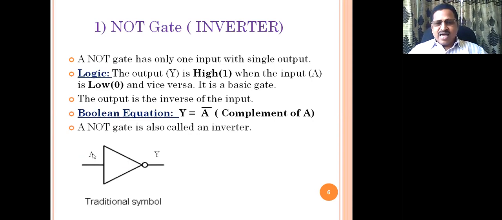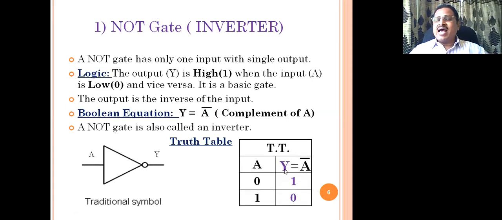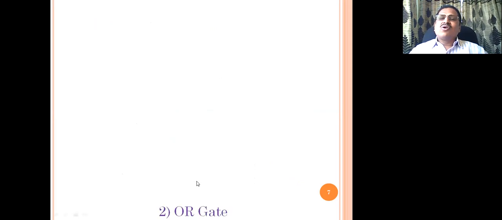Symbol for this: A is the input, see a triangle with a bubble at the vertex. A is the input, Y is the output. We can describe the operation thoroughly by use of a truth table, with A as input and Y as output. TT is the abbreviation for truth table. Output Y is the complement of input A, or A bar. So as per the statement, if input is 0, output becomes 1. If input is 1, output with inversion becomes 0. That explains the operation of the NOT gate.